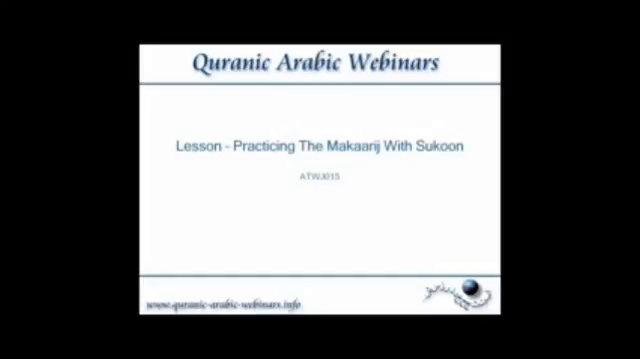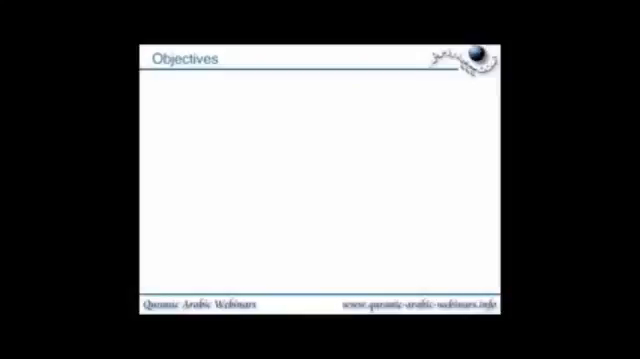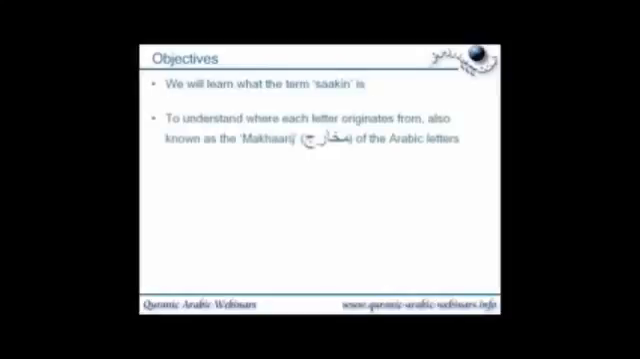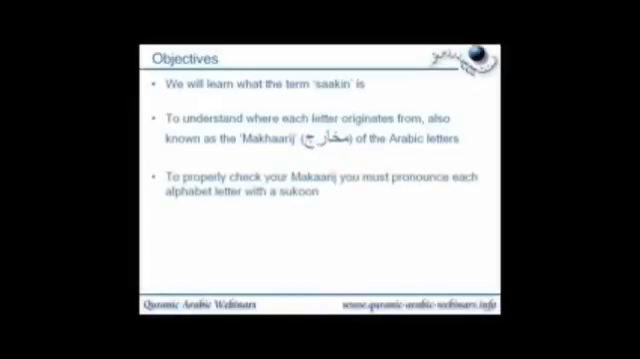This lesson is practicing the makharij with sukun. Objectives. We will learn what the term sakin means, and we will understand where each letter originates from, also known as the makharij of the Arabic letters. And to properly check our makharij, you must pronounce each alphabet letter with sukun. So this is a known methodology for practicing the makharij, i.e. where the letter or the point of articulation of a letter comes from.